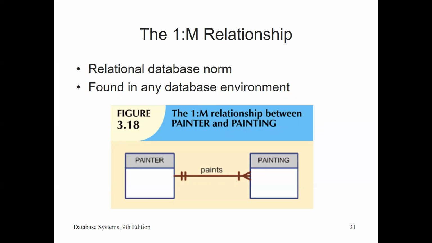One-to-many relationship. Relational database norm found in any database environment. A one-to-many relationship is the relational database norm. To see how such a relationship is modelled and implemented, consider the painter paints painting. So one painter does more than one painting job. The relationship is one to many.